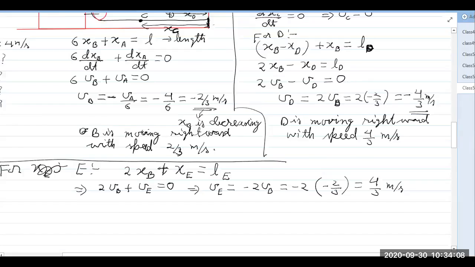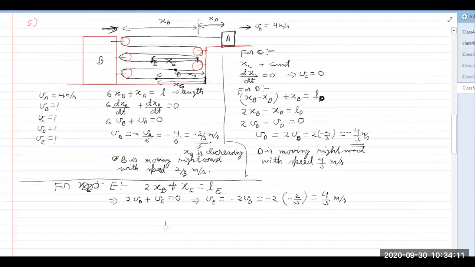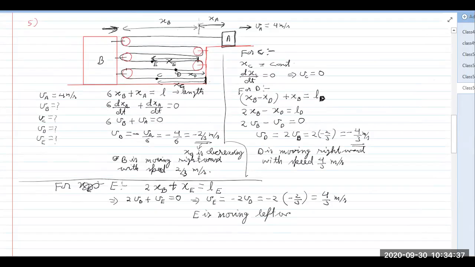So what does it mean? Plus 4 by 3 means VE is positive, so the rate of change of XE is positive. So XE is increasing. If XE is increasing, point E is going what? Leftward. So we can say that E is moving leftward with speed 4 by 3 meter per second. So this is coming leftward, as positive means leftward for this XC.